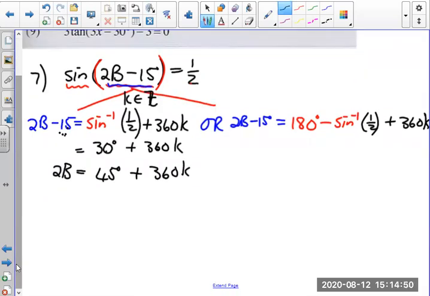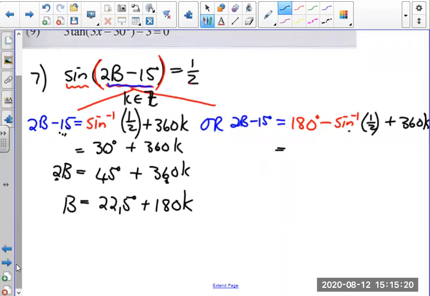Now to get rid of this 2, you must divide by 2. So b equals, divide by 2. This will give you 22,5 degrees. Now, don't forget to divide here as well. You cannot discriminate, so you divide here by 2 and you divide by 2 there. And there's your first leg finished. Now you do the same with the other side.